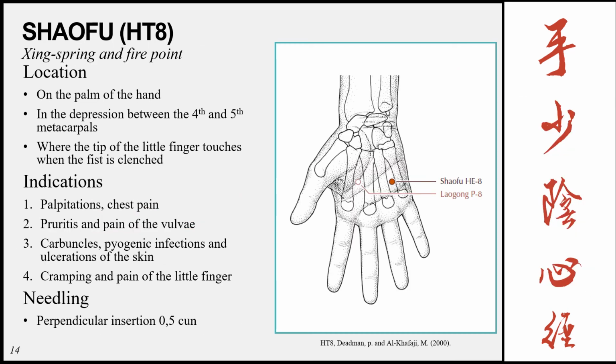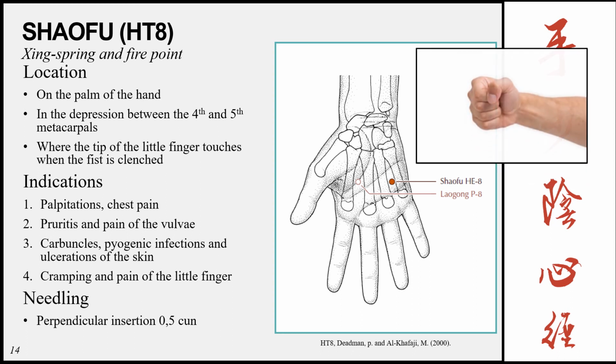The next point is SHAOHUI, Heart 8. This is a ying-spring and fire point of the meridian, and it is located on the palm of the hand in a depression between the 4th and 5th metacarpals, where the tip of the little finger touches when a fist is clenched. How we locate this point is that we ask the patient to make a fist, then we note where the little finger touches and ask them to open their hand again, and then we go to this location and ensure that we're still between the 4th and 5th metacarpals. So here's the 5th metacarpal, this bone here, and this is the 4th metacarpal over here. We must ensure that our point lies between these two.